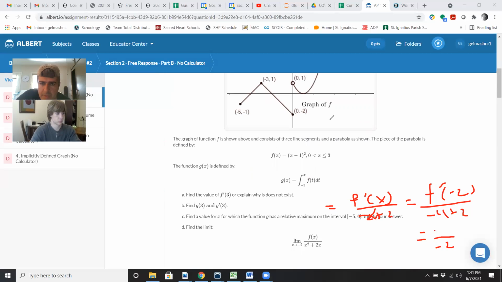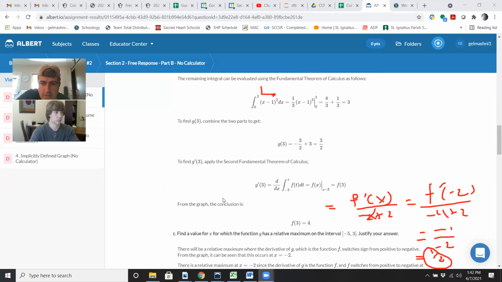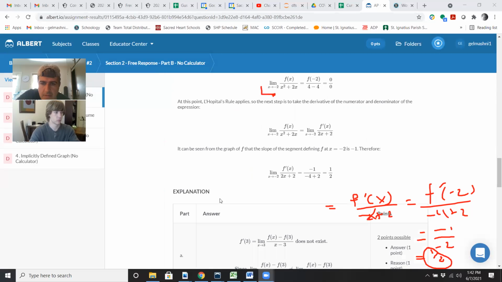So really just find the slope of the graph over here. You know, down 1, right 1. So it's just 1/2. That's it. Yep, you get 1/2.